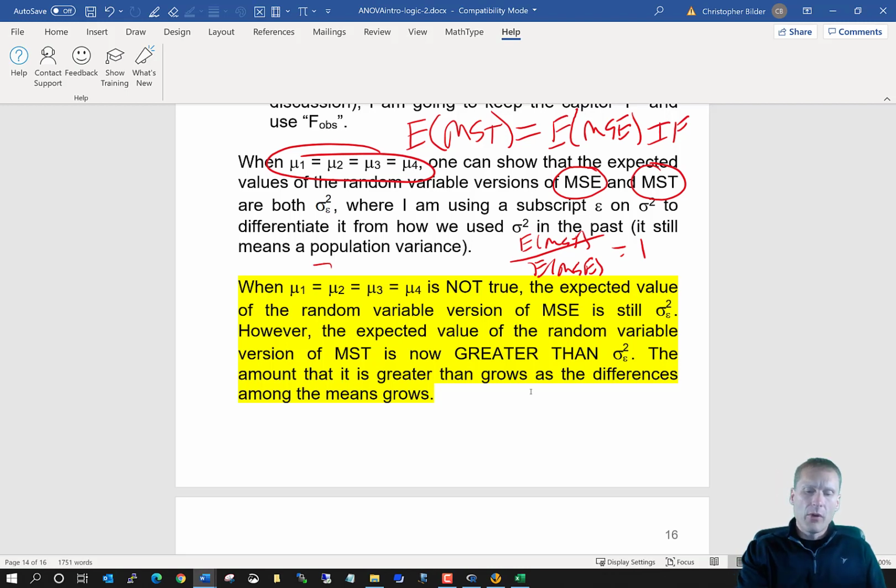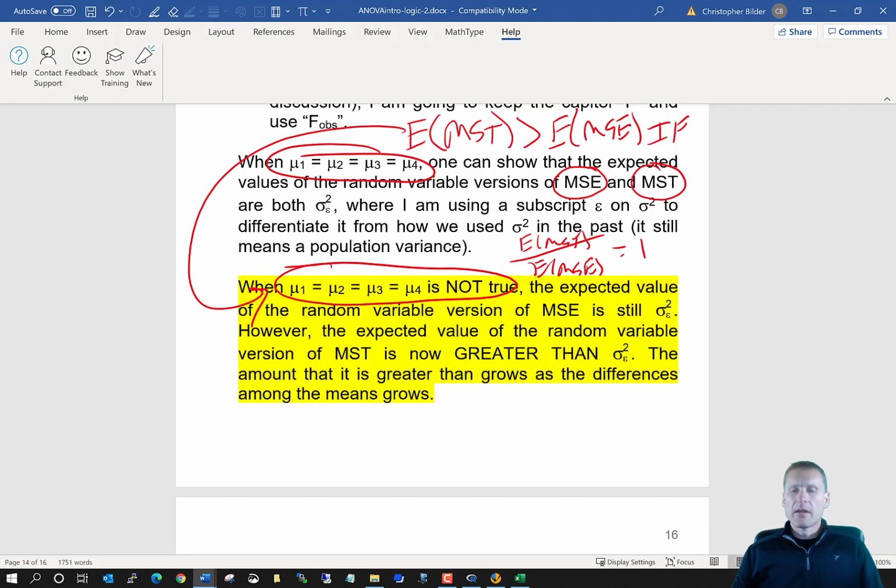Now, though, suppose the population means are not equal. Now what happens is this. This corresponds to this right here. Now the expected value of MST is actually greater than the expected value of MSE. And what does that mean for the ratio? It's going to be greater than 1.